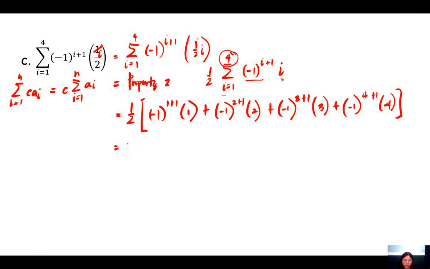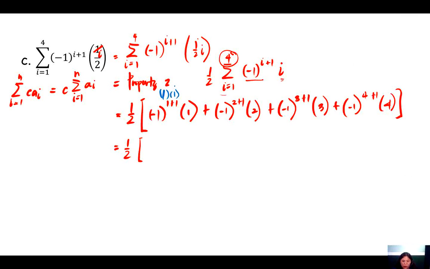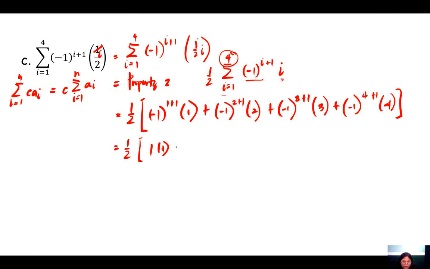Okay. So, let's simplify this. So, we have 1 half. Okay, so let's change the color of our pen. Okay, so this one is negative 1 raised to 2. The answer is 1. Then 1 times 1 is still 1. Okay. Para mas hindi kayo malito class, ibaba na lang natin. So, this one is negative 1 raised to 2 is 1 times 1 plus negative 1 raised to 3.